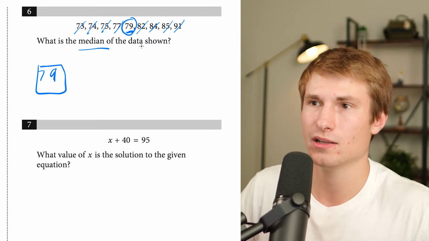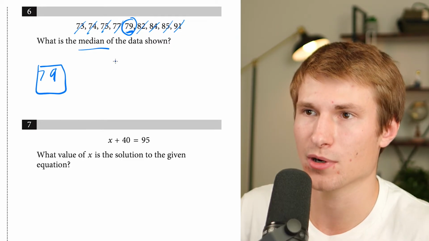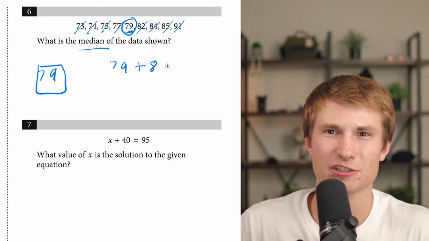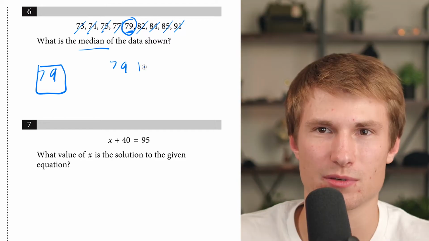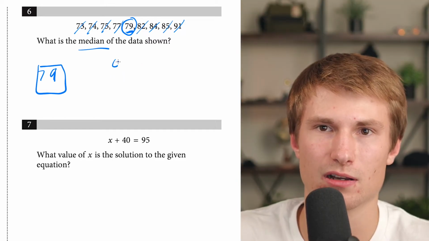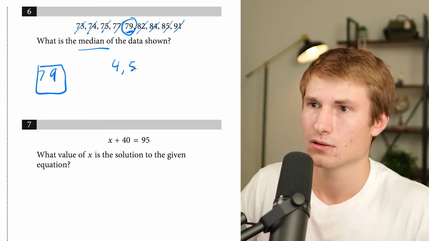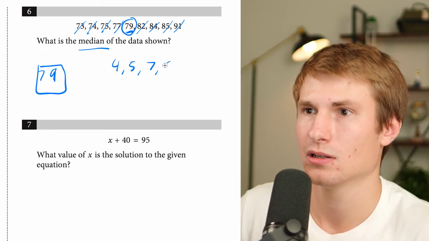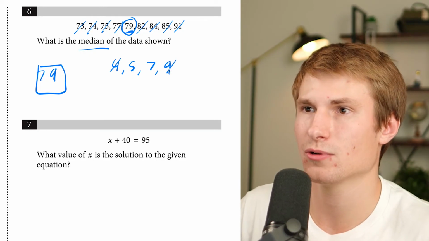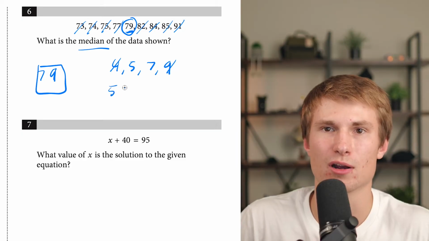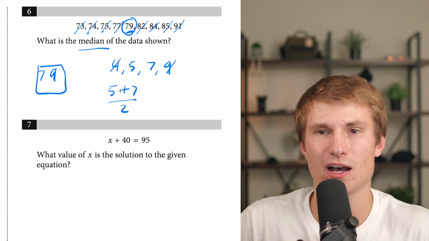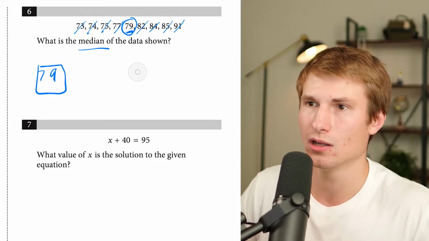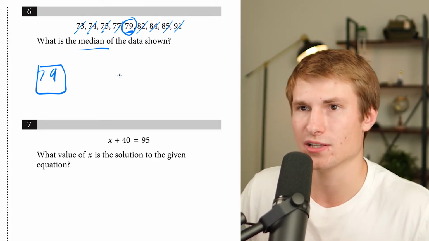Now, keep in mind, let's say we had an even number and our two middle numbers were, let's just say 79 and 80. Actually, I don't want to use numbers from here because I don't want people to get confused. Let me just give a different example. Let's say that we had a data set of 4, 5, 7, and 9, right? We would get rid of this one and get rid of this one. We'd be left with 5 and 7. Our median on the SAT would be 5 plus 7 over 2, which is equal to 6. So in that case, our median would be 6. So I just wanted to show you that, but in this case, it's a very simplistic question. Our answer there is going to be 79.